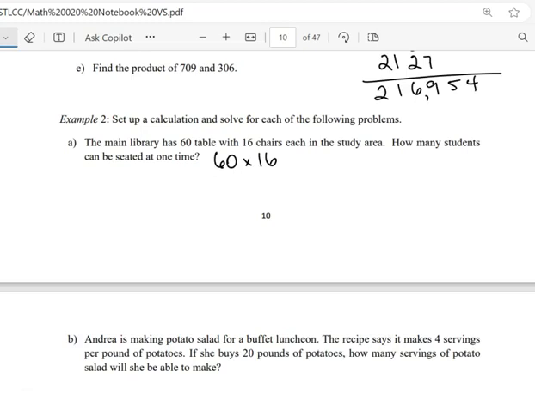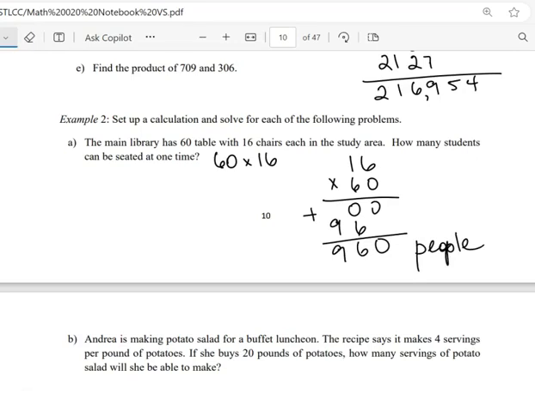Okay, so I'm going to switch these numbers. So I have 0, 0, and then 6 times 6 is 36, not the 3, 36. And 6 times 1 is a 6, and another 3 is a 9. 0, 6, 9. 960 people can be seated in there.